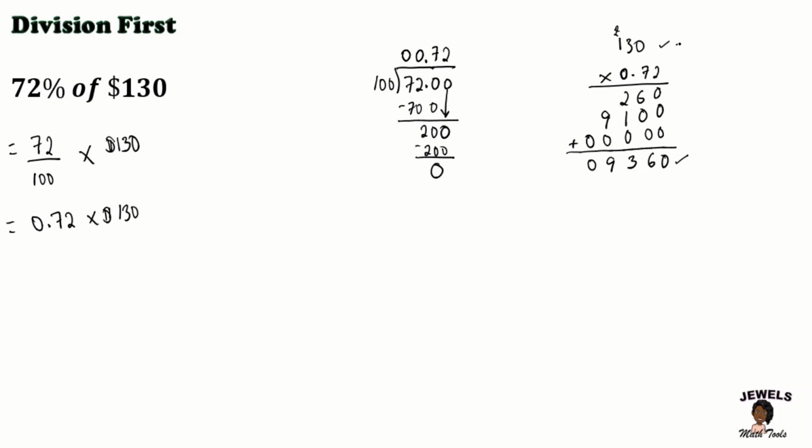In 130, there are no digits behind the decimal point. In 0.72, we have 2 digits behind the decimal point. So we're going to add these numbers. 0 plus 2 is 2, which means that in my answer, I should have 2 digits behind my decimal point. So we'll count 1, 2, and include my decimal point between the 3 and the 6. So again, we found that 72% of $130 is $93.60. So that is the second method that we just used.